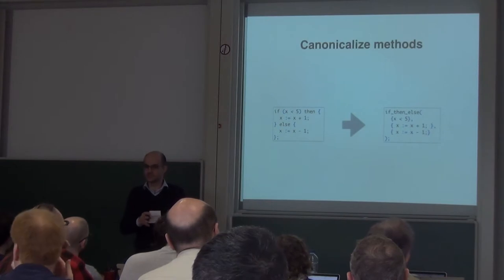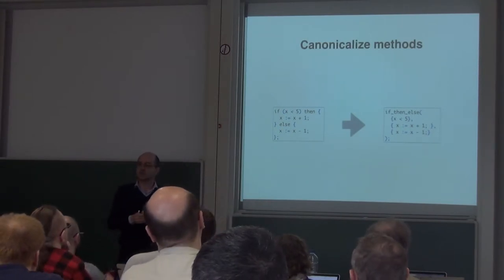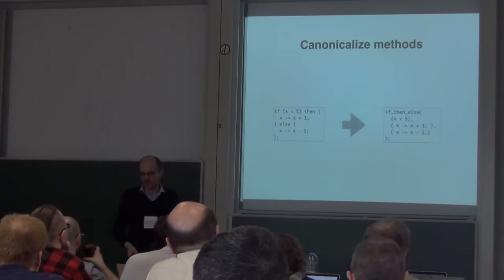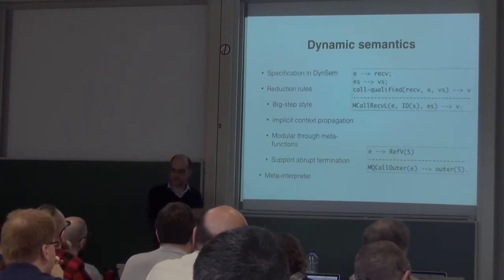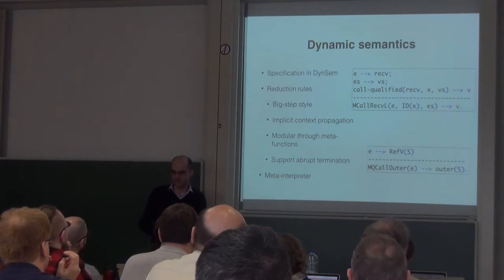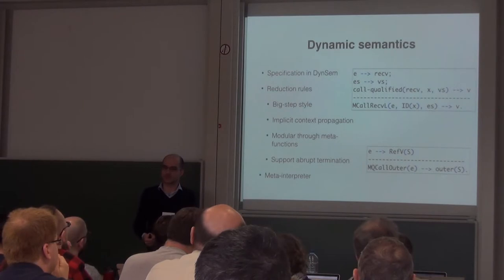Once we're done desugaring, so we do other desugarings as well, like making explicit the omitted visibility annotations on fields, but these are quite simple. Once you get done, further down the pipeline, past the desugaring, we are looking at evaluation. This was really the focus of our work so far, specifying a dynamic semantics for Grace.